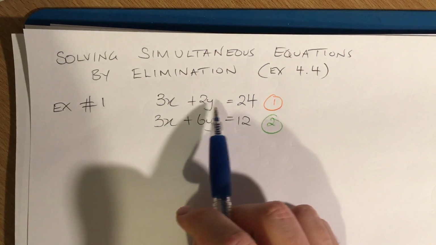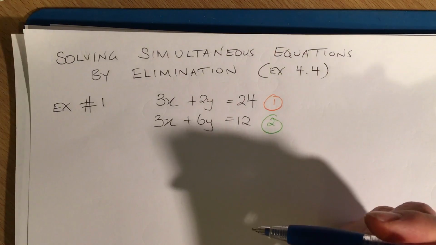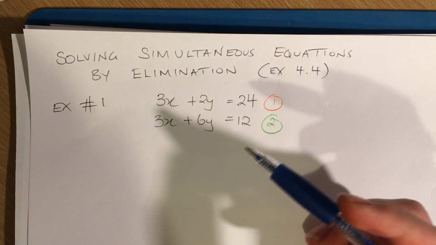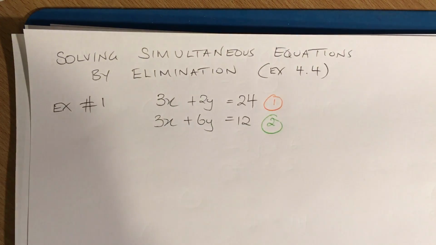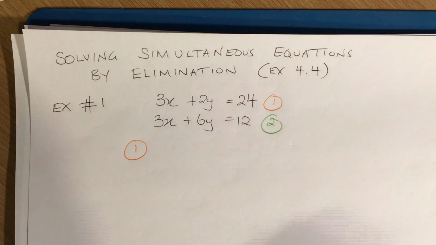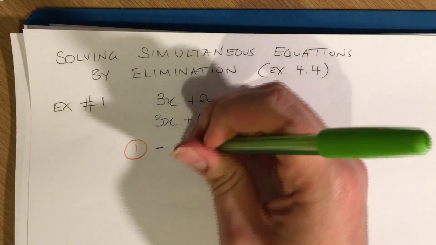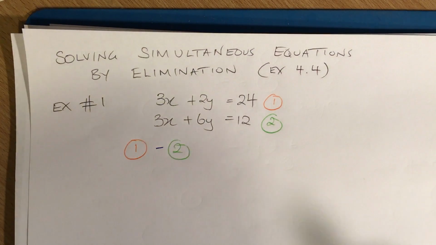I've got 3x plus 2y equals 24, and 3x plus 6y is equal to 12. Now, what I'm going to do is I'm trying to make one letter equal to another. So I'm actually going to subtract. I'm going to do equation 1, take away equation 2. I'll show you what happens.